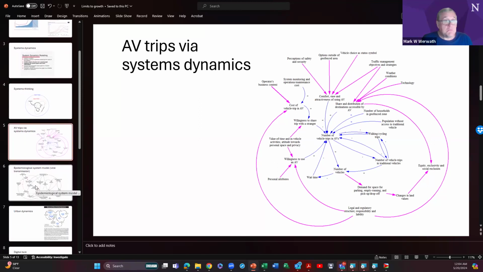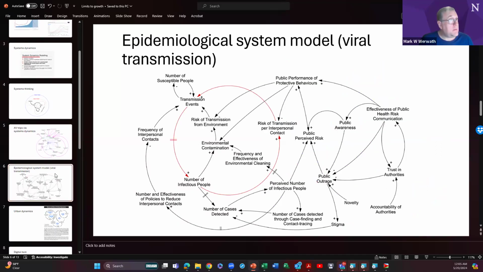We're all familiar with COVID. I mean, another example might very well be epidemiology, right? And how viral transmission is impacted by the effectiveness of public health risk communications, performance of protected behaviors, perceived number of infectious people, environmental contamination, risk of transmission, et cetera, et cetera. So all of these influences have a positive or negative impact on the variables and on the effects you're trying to demonstrate, right? So this is one mechanism.